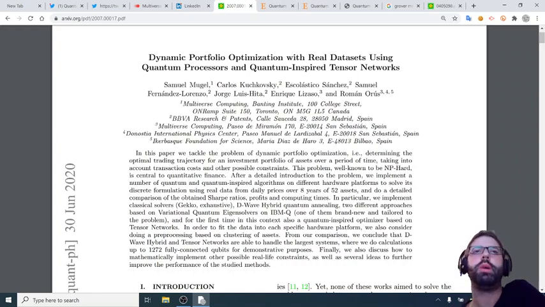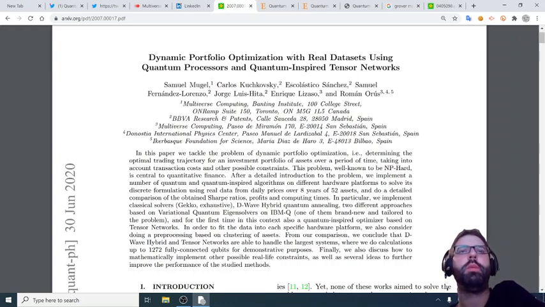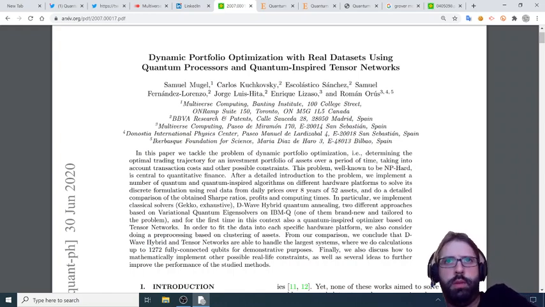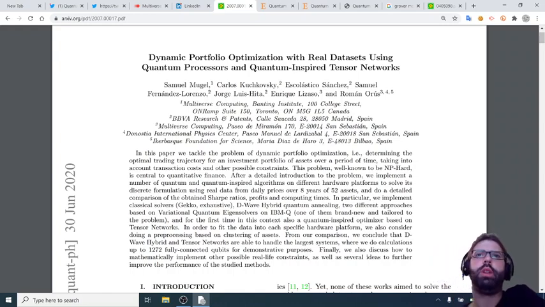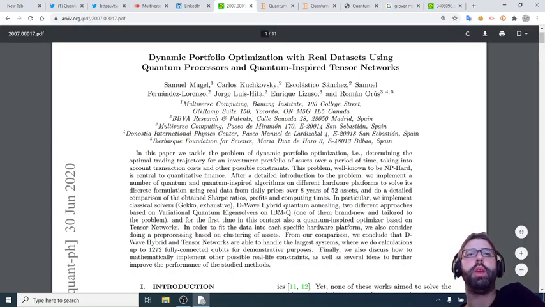Or maybe they do, but they don't mention that explicitly. After a detailed introduction to the problem, we implement a number of quantum and quantum-inspired algorithms on different hardware platforms to solve its discrete formulation using real data from daily prices over 8 years of 52 assets, and do a detailed comparison of the obtained Sharpe ratios. Oh, so they use the Sharpe ratios as well.